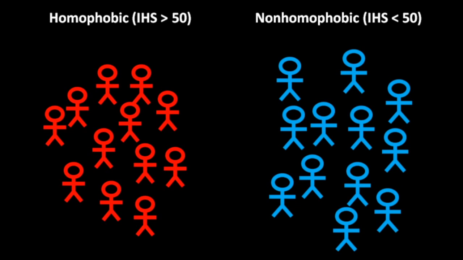Take all of your subjects with index scores above 50 and classify them as homophobic. Likewise, for all those who scored below 50, classify them as non-homophobic. Now comes the fun part. Take each subject and place them in a cozy, soft recliner in a private, soundproof room. Once the subject is settled in, present him with a 4-minute display of the juiciest, sexiest guy-on-girl pornography that you can get your hands on.